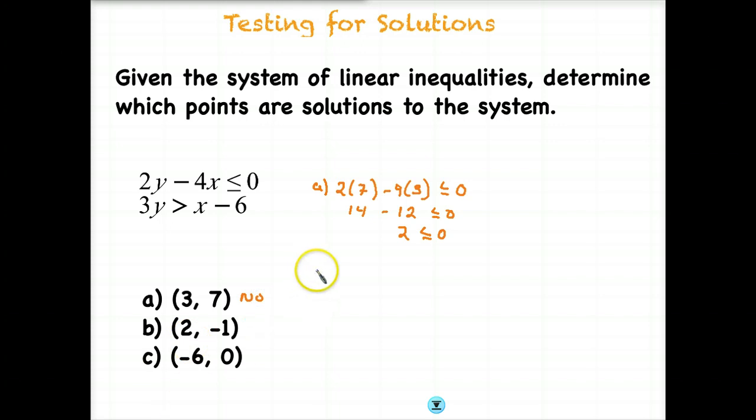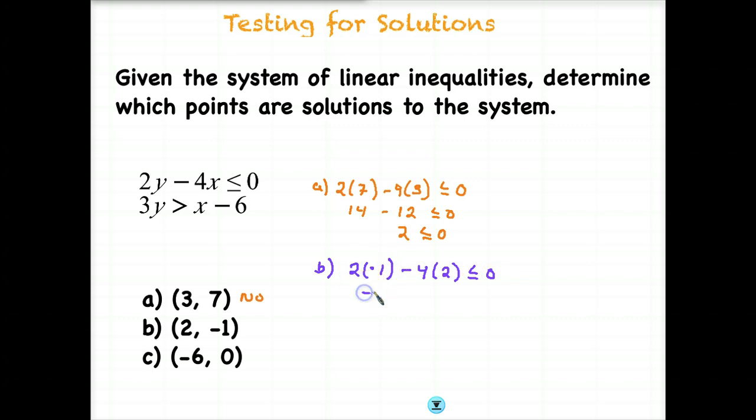Okay, so now let's try B. We don't even need to try A in the second one because it didn't work in the first one. So let's try B in the first one. We have 2. We're going to go ahead and plug in a -1. That's our y. Minus 4. Plug in the 2 for x and see if it's less than or equal to 0.